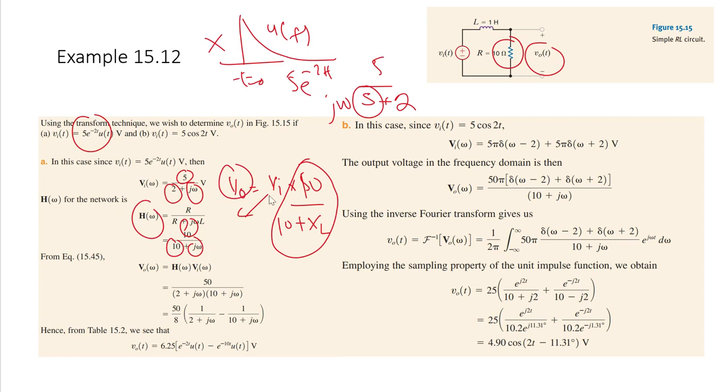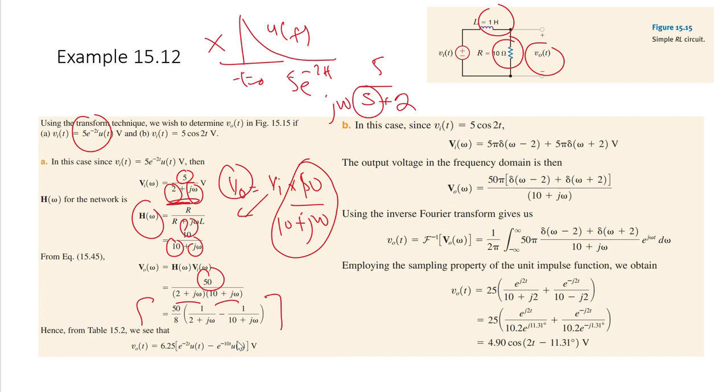Now we put the value of V in it. So we put 5 divided by 2 plus j omega. What's the value of XL? XL is j omega L and L is 1. So here we can write j omega into 1. Now multiply 5 with it in the numerator. So this will become 5 into 10, so 50. And in the denominator, 10 plus j omega will be multiplied with 2 plus j omega. So we get this, and this is the combined equation.